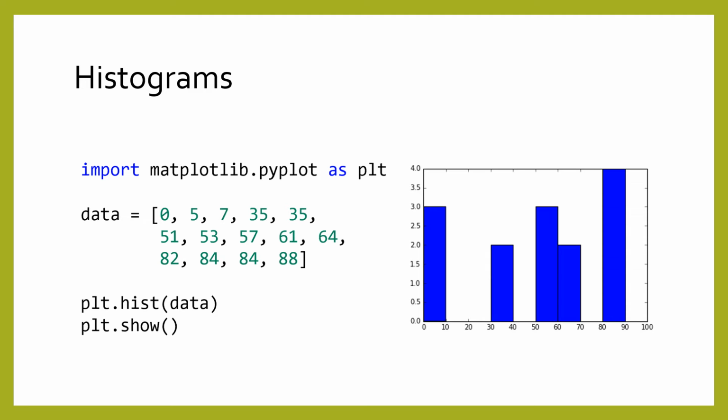Instead, histograms take a list of numbers and group them into bins, or ranges of numbers. For example, if we have the list of numbers shown, we could group them into bins of size 10. Each tick on the y-axis means another number in that bin.